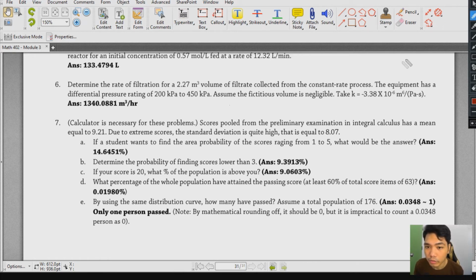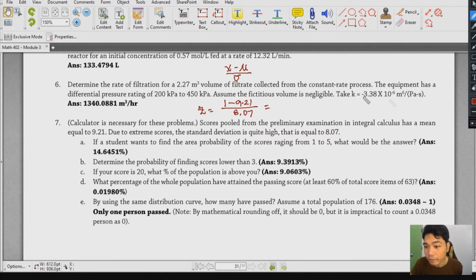Okay, so from this case, let's have number 1, which is, if a student wants to find the error probability of the score ranging from 1 to 5, what would be the answer? So, gagawin natin is, standardize na lang natin siya para mas madali, no? So, we can standardize this by changing yung ating mga values in terms of z. So, for example, z would be equal to 1. That's, di ba, x minus mu over the standard deviation. So, that is 1 minus the mean, 9.21. And then, standard deviation is 8.07.